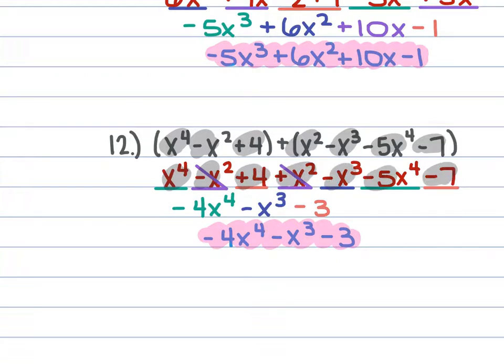So when we add them, we put all the common terms together. We've got x to the 4th minus 5x to the 4th to get me negative 4x to the 4th. Then we've got a negative x to the 3rd, which can't combine with anything. Our x squared canceled out with a negative x squared. And then we get positive 4 minus 7, which gave me negative 3, leaving me with negative x to the 4th minus x to the 3rd minus 3.